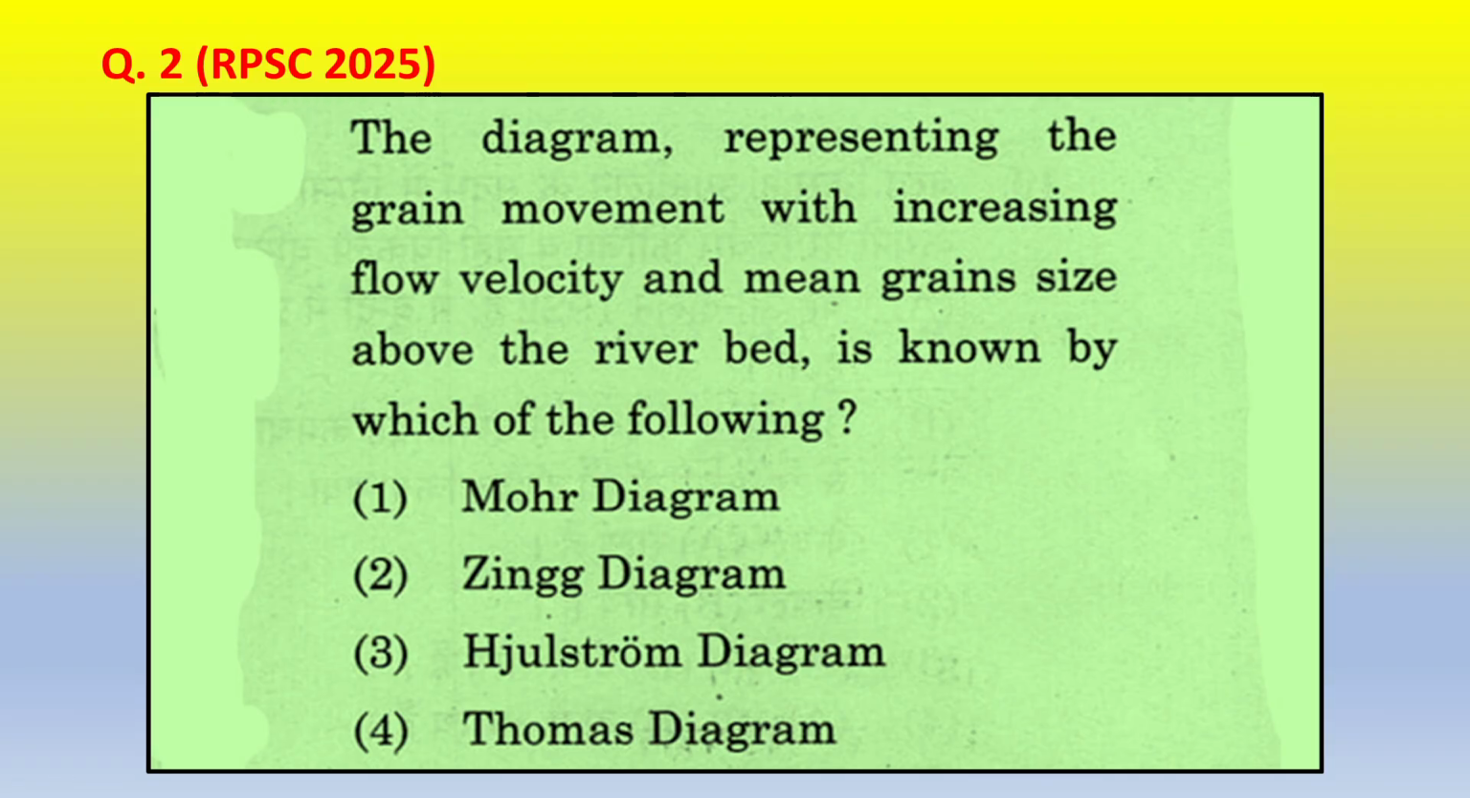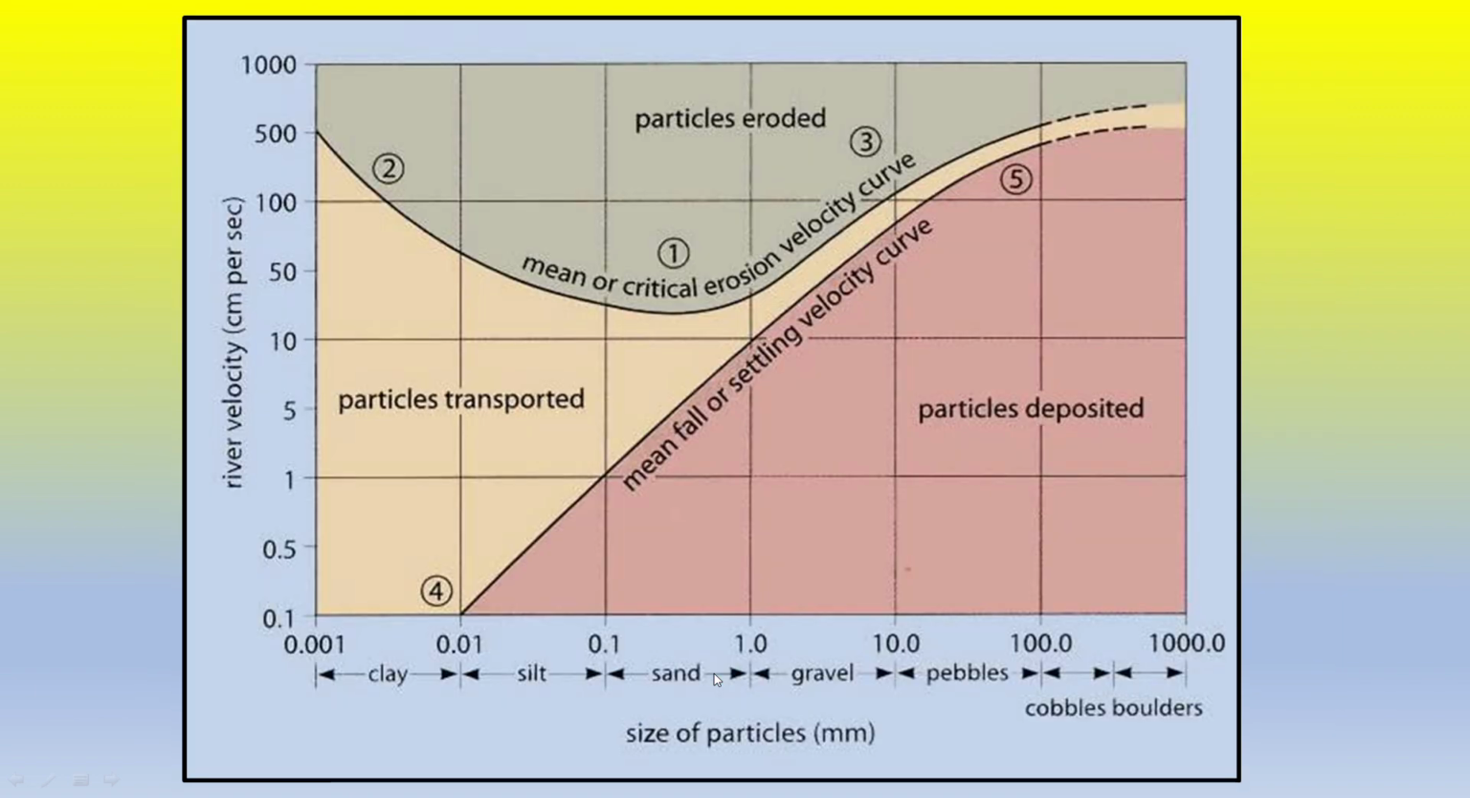Next question. The diagram representing the grain movement with increasing flow velocity and mean grain size above the river bed is known by which of the following? Mohr diagram, Zinc diagram, Hjulström diagram, Thomas diagram. So answer is Hjulström diagram. See, this is the Hjulström diagram.